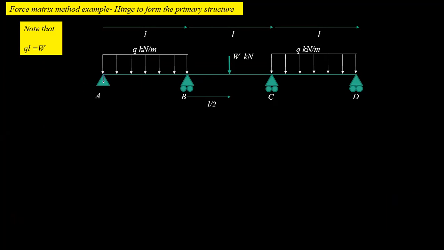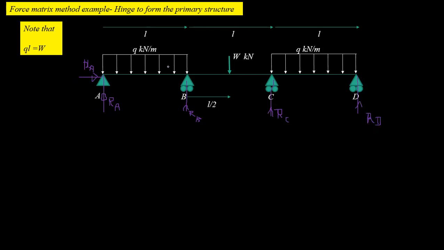So we have the reactions here. Two reactions called RA and HA. Here you have RB. Here you have RC. Here you have RD.